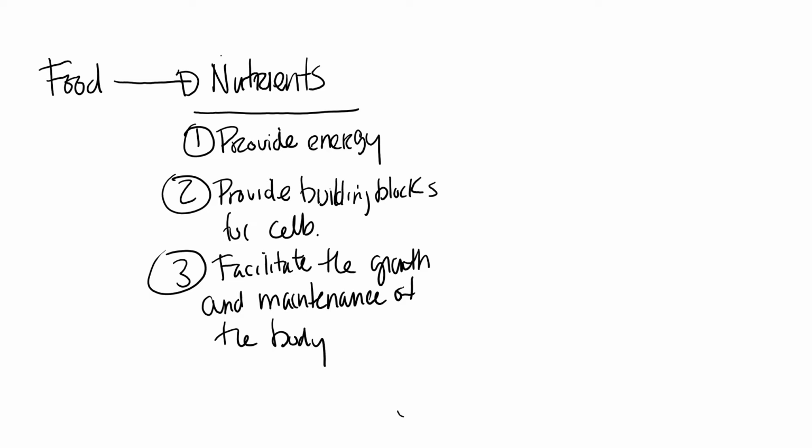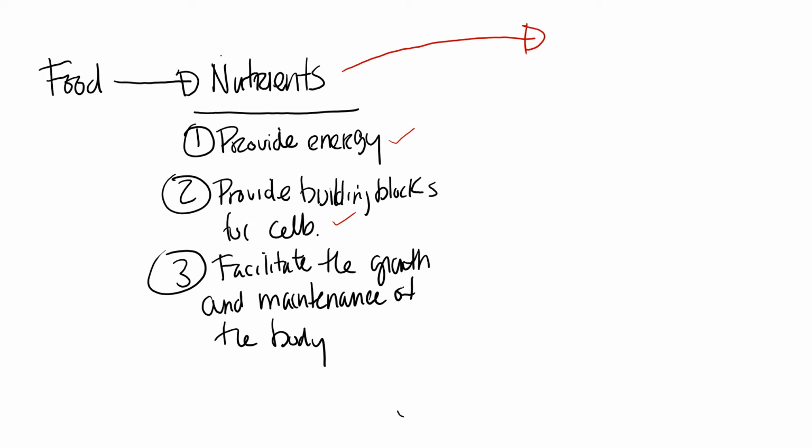And I can give you some examples. For example, for providing energy, glucose is an example. Providing building blocks could be fat or proteins. And facilitating the growth or the maintenance of the body could actually be all of them. That could be vitamins and minerals as well. So, to end the foreshadowing here, let's actually talk about those 6 classes of nutrients.